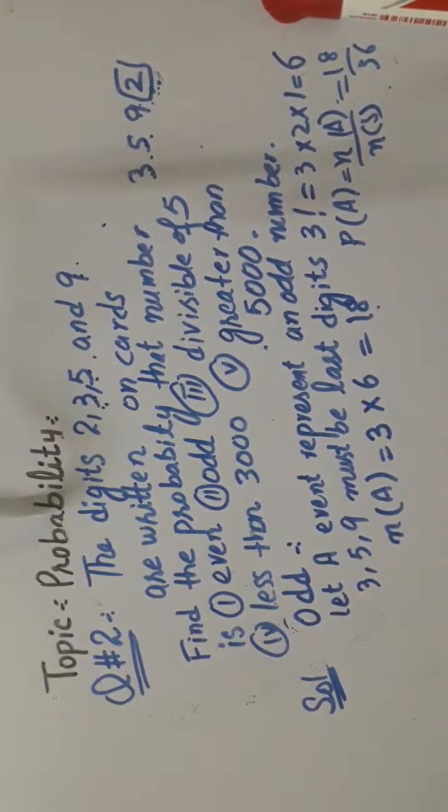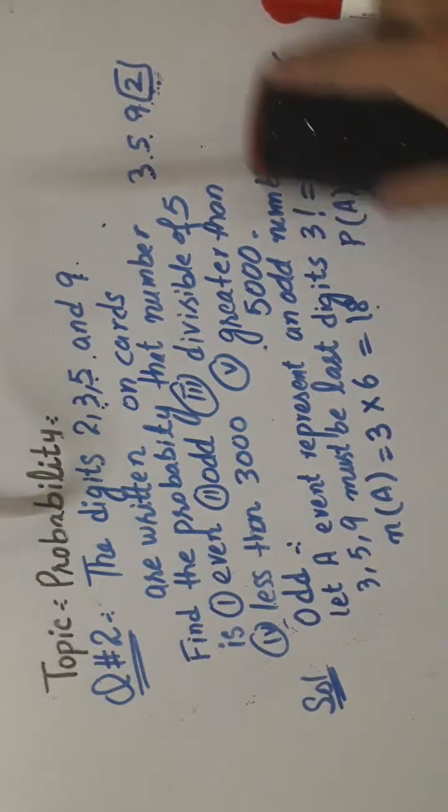Now we will solve for divisible by 5. How will we arrange these numbers to get a number which is divisible by 5?